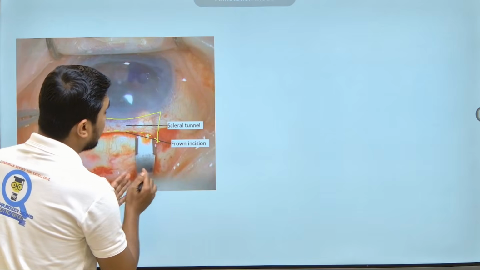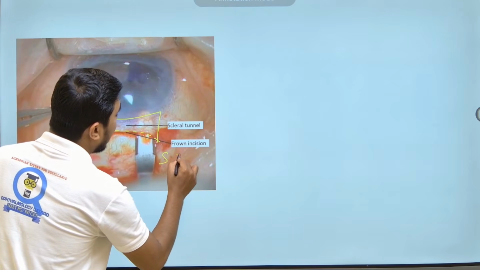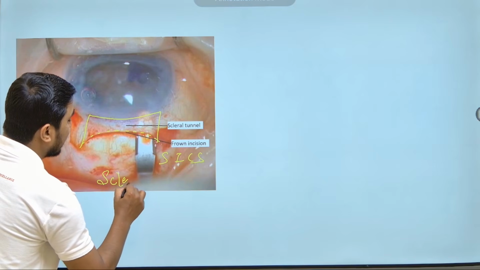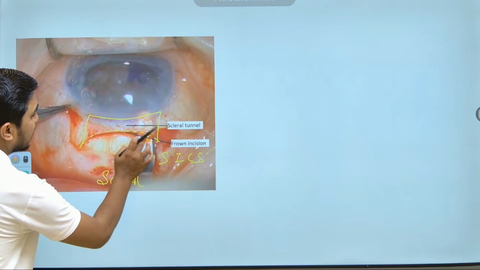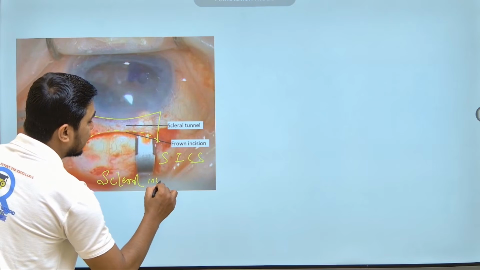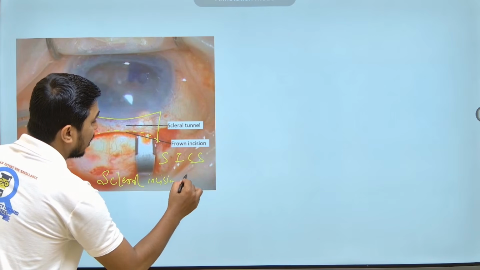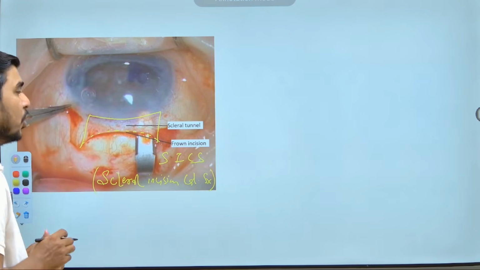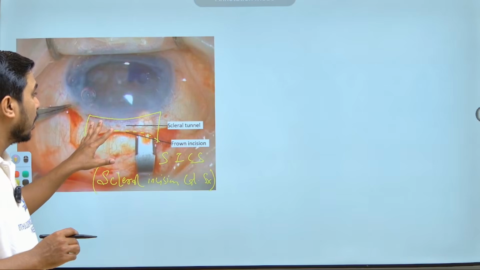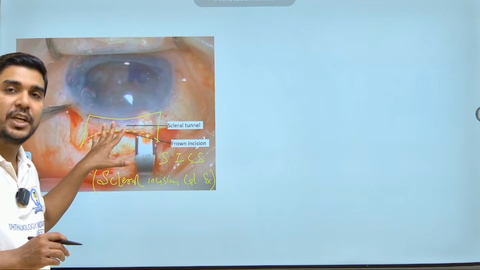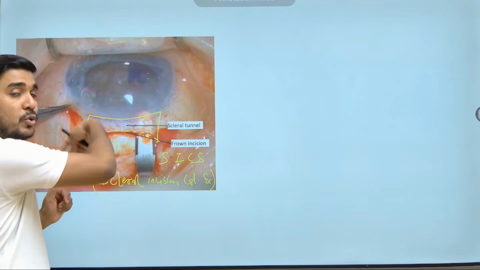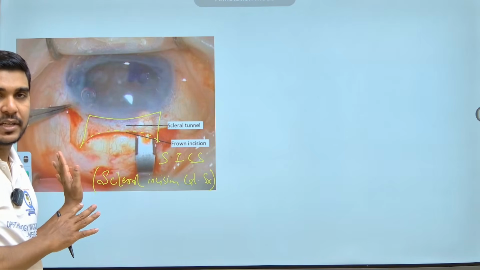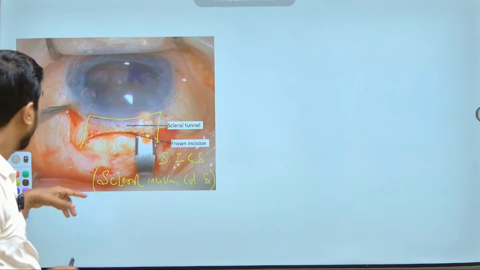This is called SICS. SICS means scleral incision cataract surgery, because we are giving the incision in the sclera. Got it? And we do not need to suture this. We can just leave it like this after cataract surgery, and it will be stable, right?